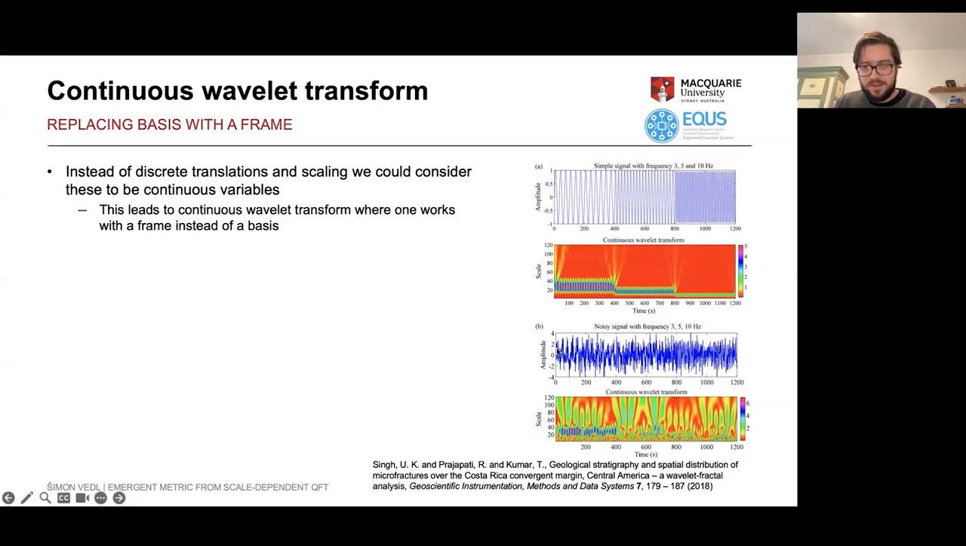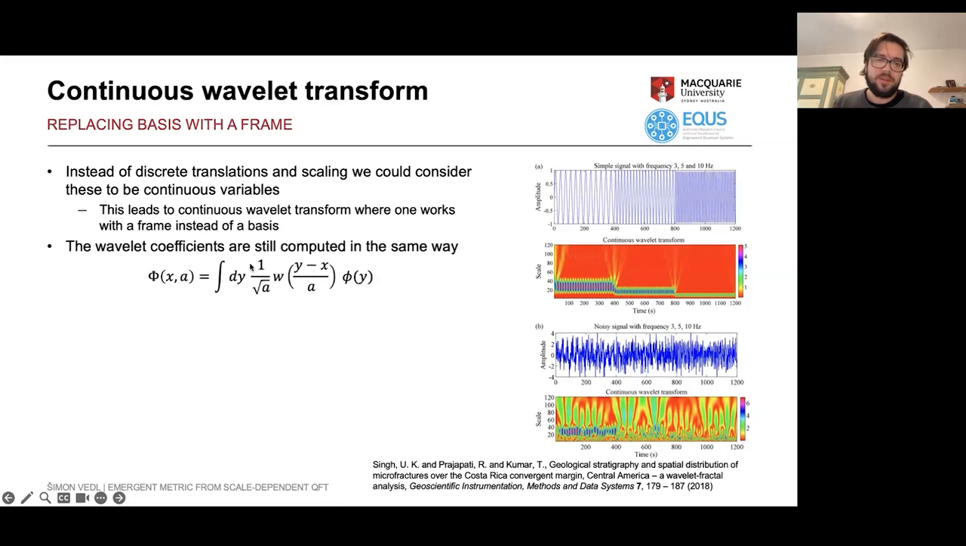And even if you make your signal noisy, you can still kind of make out those bands. And if you were to do some filtering, I think you could really see those bands even in that noisy picture. So these wavelet coefficients, or scale-dependent functions, are still computed in kind of the same way, just that the translation and scale are now continuous.